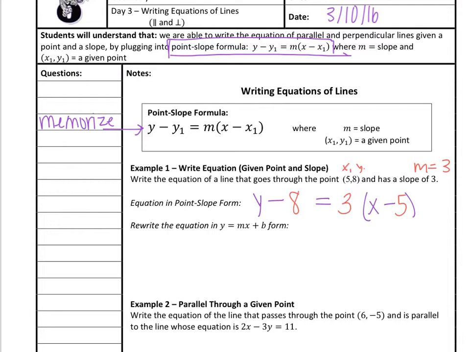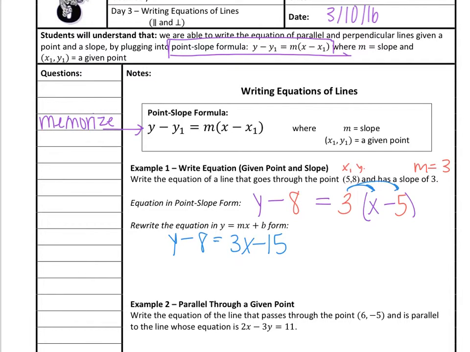Notice here that, like we talked about with circles, the value gets changed when it gets plugged into the equation. It's no longer positive, it now becomes negative, or if it's negative, it becomes positive. Now our next task is to write it in y equals mx plus b form, meaning we have to do a little bit of work. We start by distributing the 3. So now we have y minus 8 equals 3x minus 15.